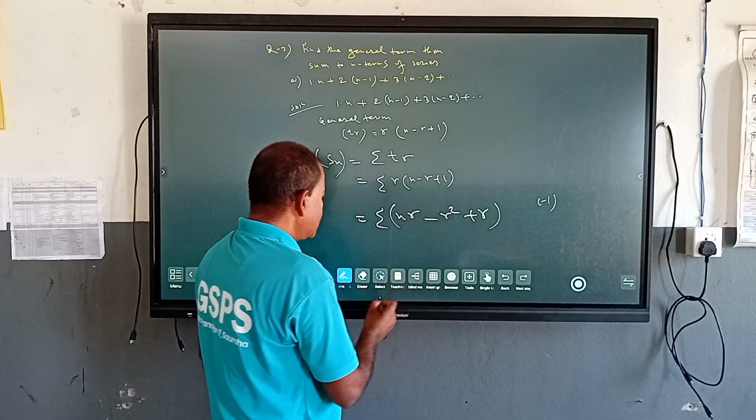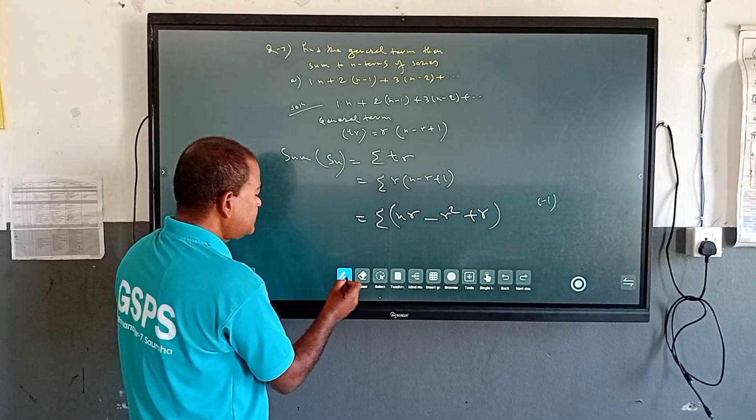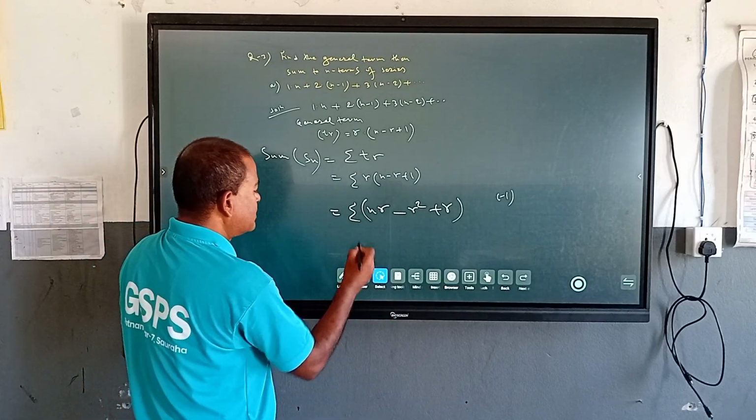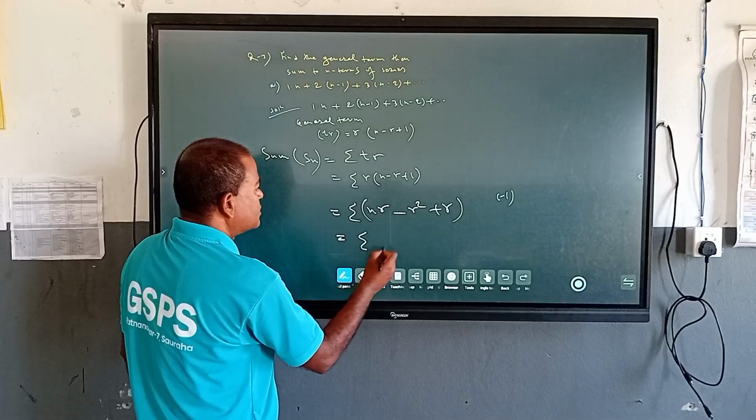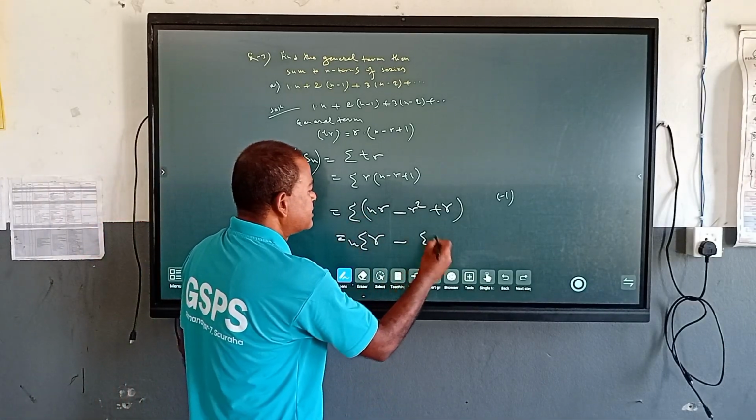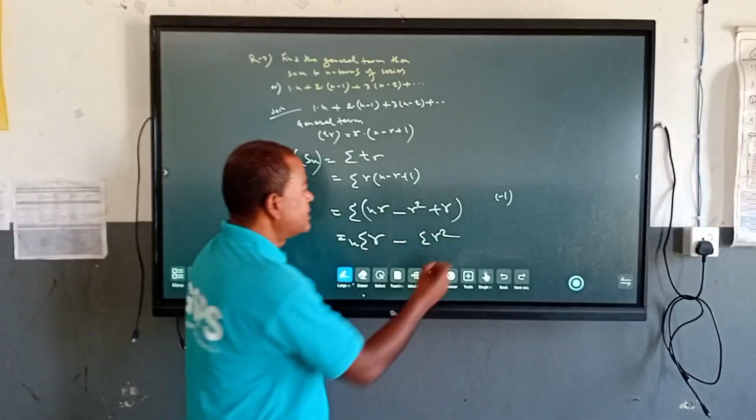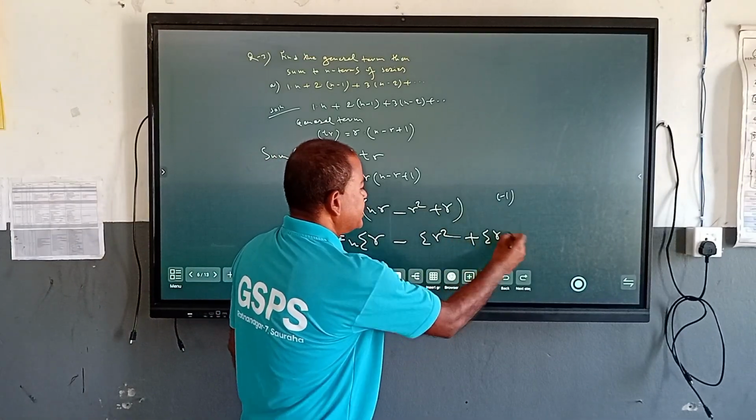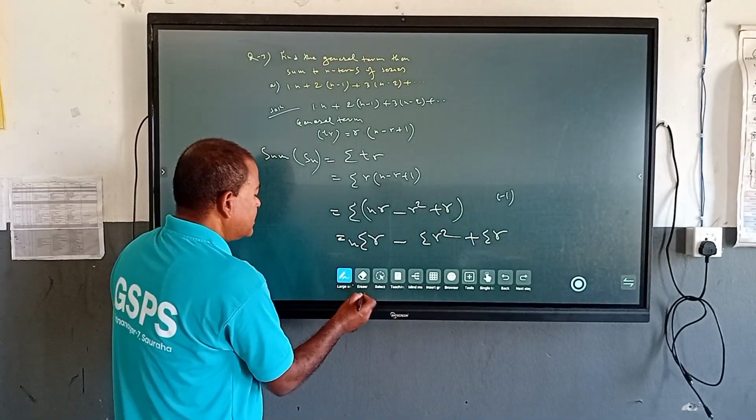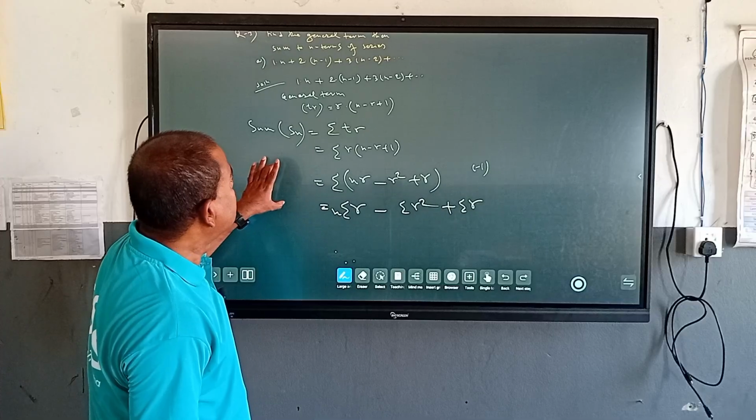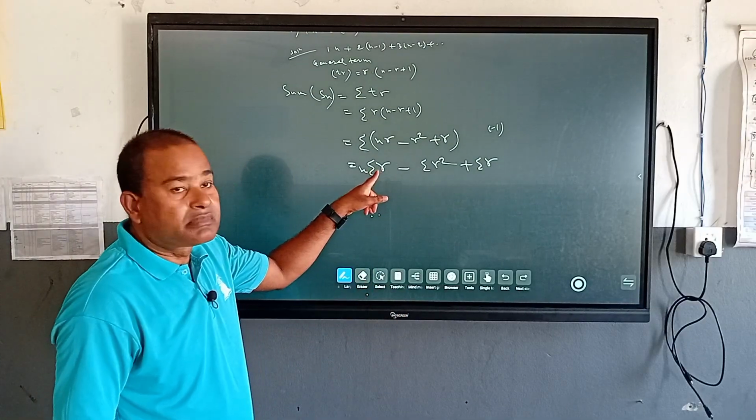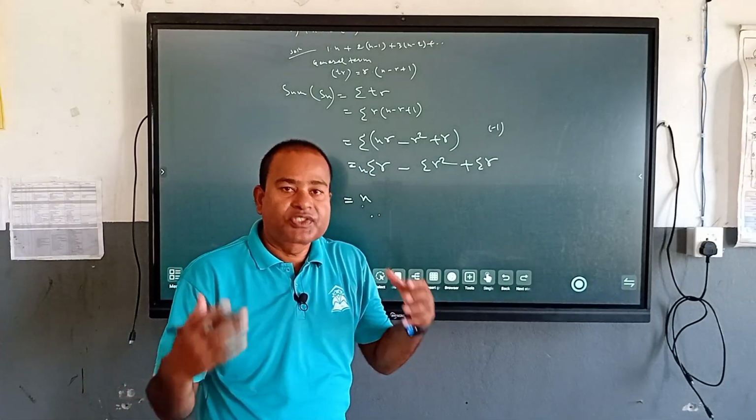So dear students, now let's find out the sum, which equals summation n times r, where n is the coefficient so we keep it outside, minus summation r square plus summation r. So this means we have got 3 series. Let's find out the sum. Let's find out the value of the first series.